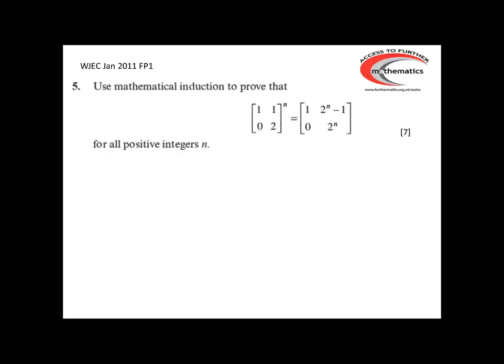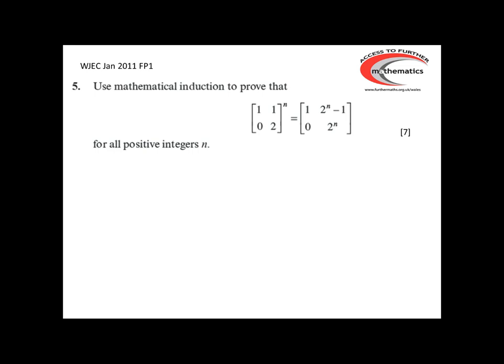So let's now have a look at a couple of examples of mathematical induction. So the first one is to prove that the nth power of the matrix (1, 1; 0, 2) will always be of the form (1, 2^n - 1; 0, 2^n) for all positive integers n.